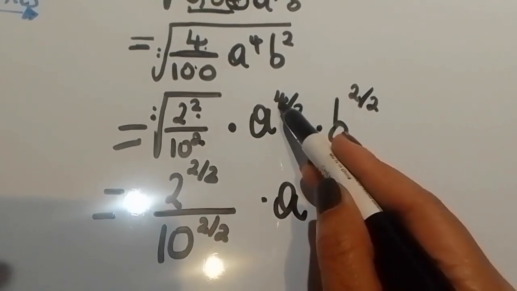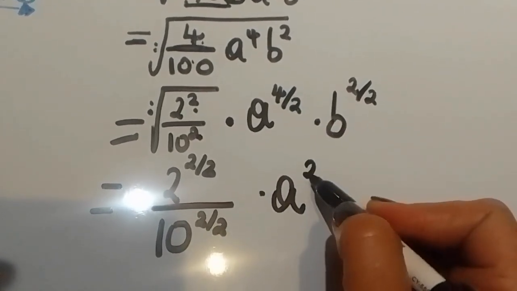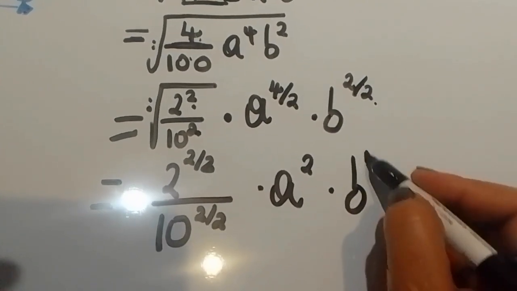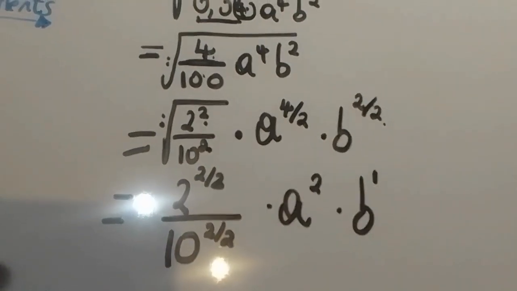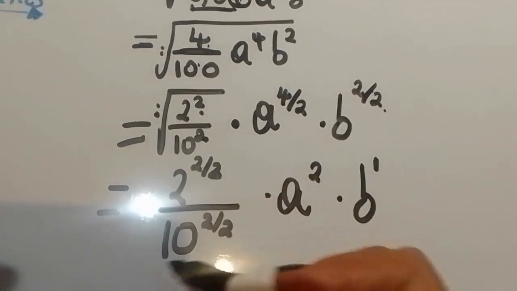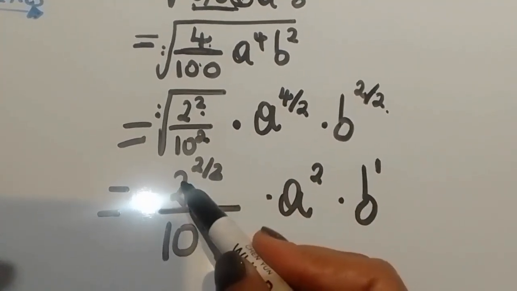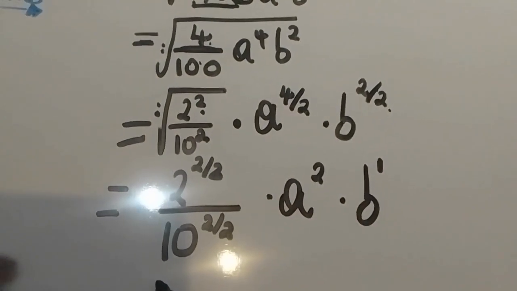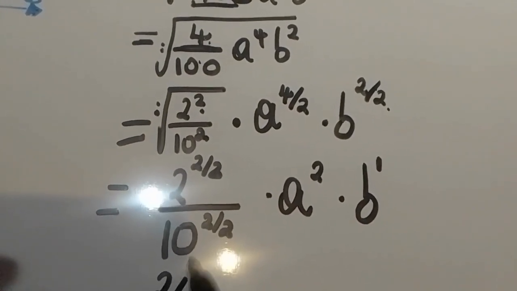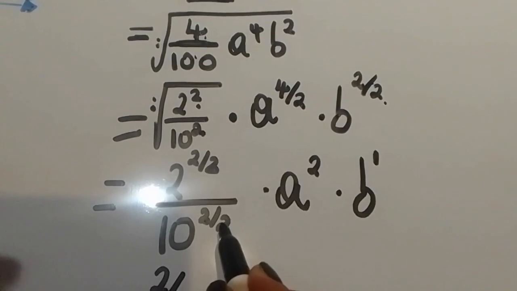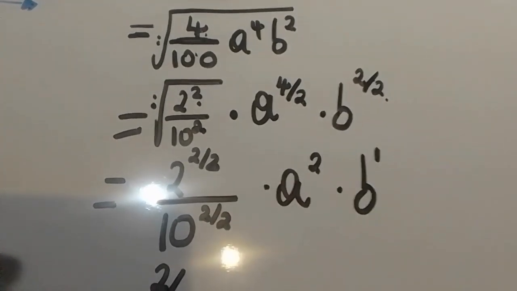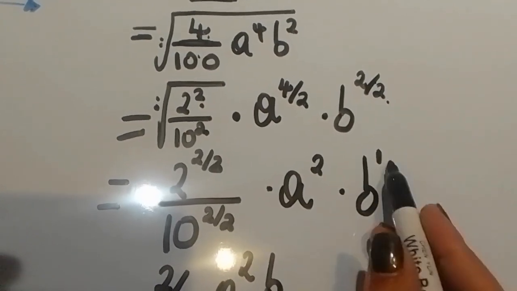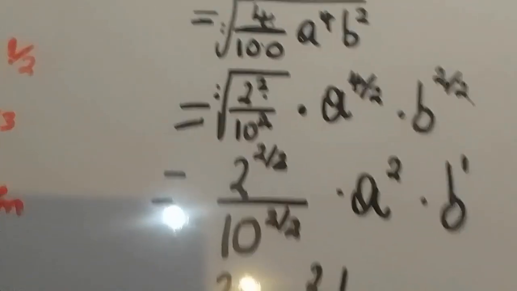And then 4 divided by 2, that's a 2. 2 divided by 2, that is a 1. So what we end up having here, we have 2 to the power of 2 divided by 2. This becomes a 1. So we have 2 over 2 divided by 2. Again, it's another 1. We have 10 a squared b. Remember, the 1 we don't have to write in mathematics.